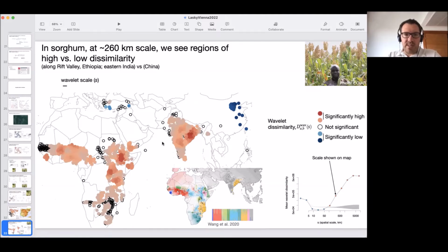One thing that's interesting to me, though, is here in China, we have, even at this fairly large scale, significantly low dissimilarity. And this is the region of sorghum cultivation that's colonized most recently. Sorghum cultivation in this region has only been there for maybe 1,000, 2,000 years, so much more recent than the rest of the range. So what that's telling us is that these are much more similar across large distances than expected.